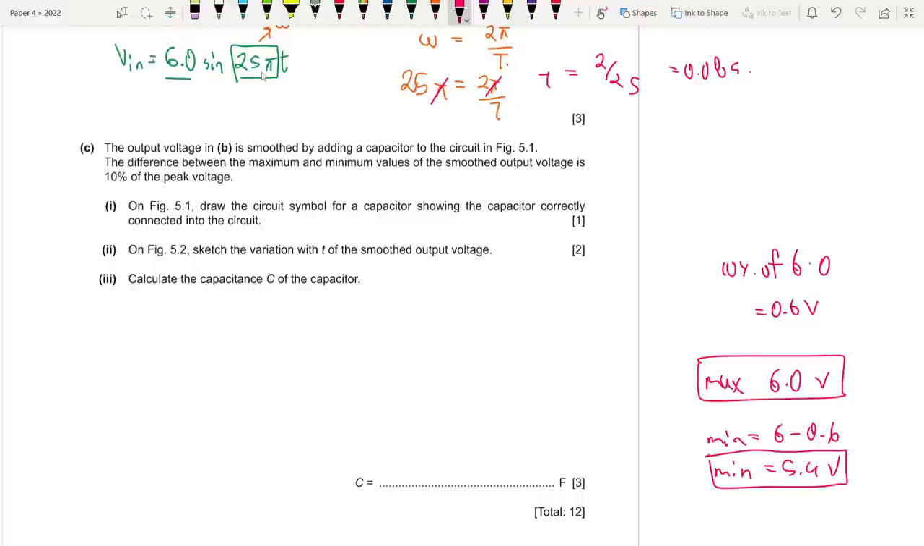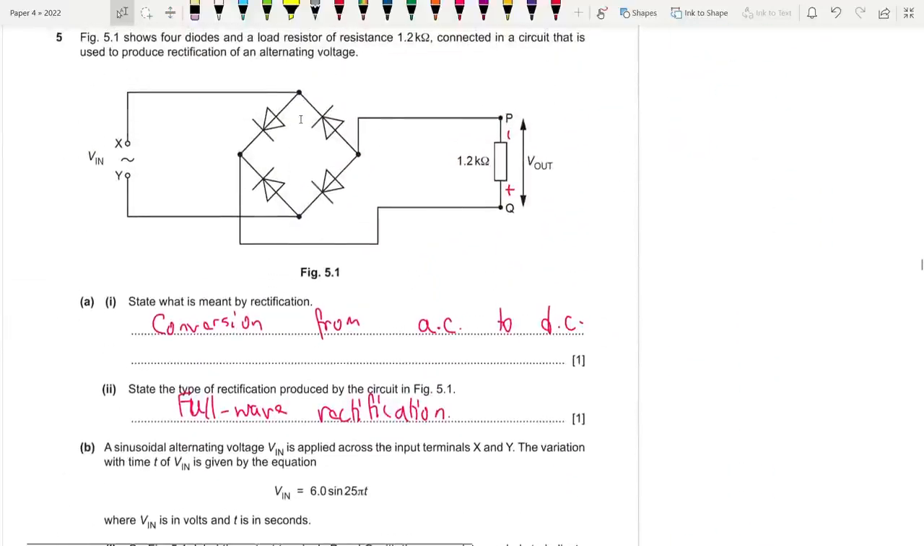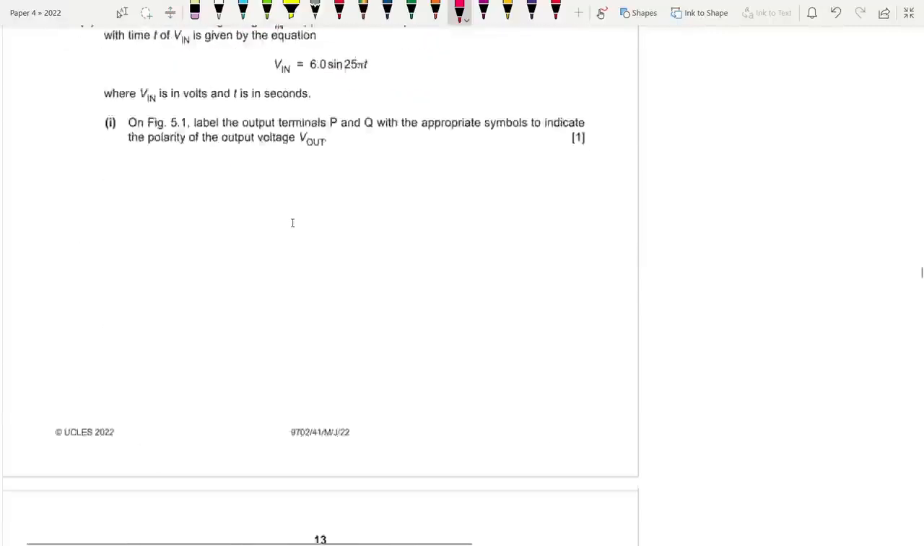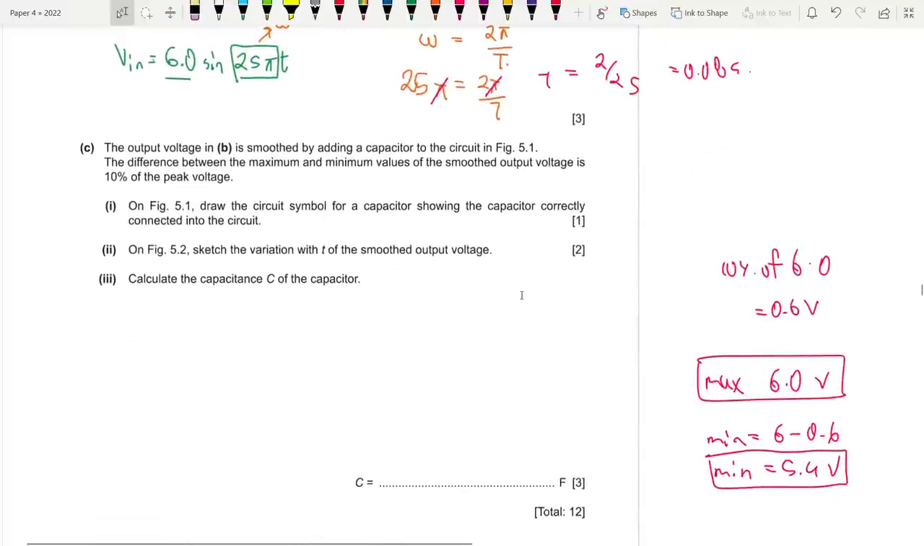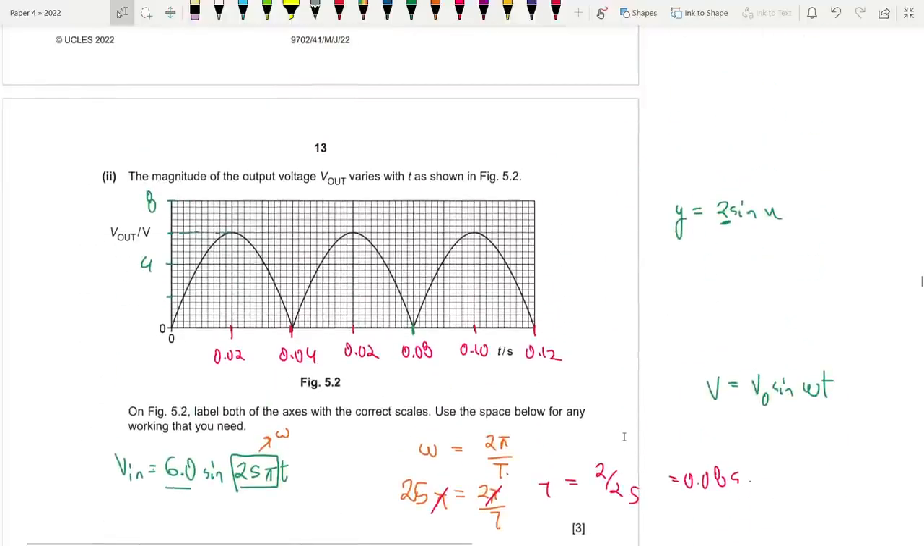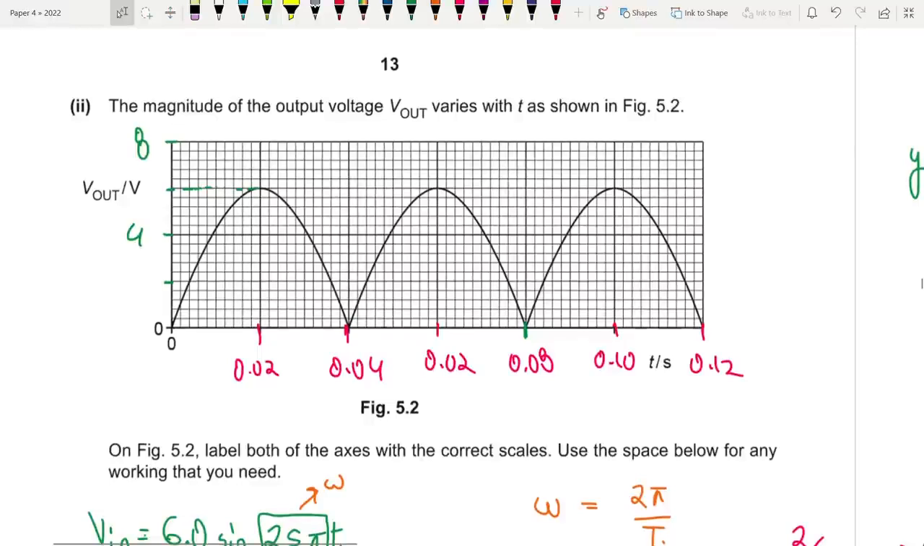On figure 5.1, draw the circuit symbol for a capacitor showing the capacitor correctly connected into the circuit. The capacitor should always be connected parallel to the load. Okay, so it should be parallel to the load using the correct symbol. It's like this. We get 1 mark for that. Now for the next part, sketch the variation with time t of the smoothed output voltage. So the maximum is as usual 6, but the minimum is 5.4 rather than 0. When should it reach 5.4 though? This is the important part.